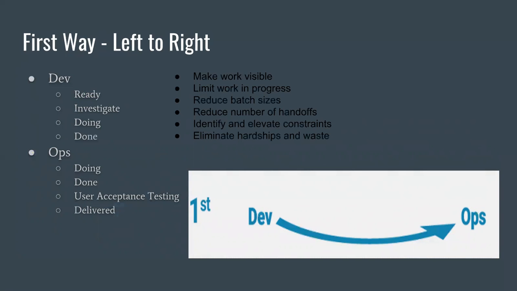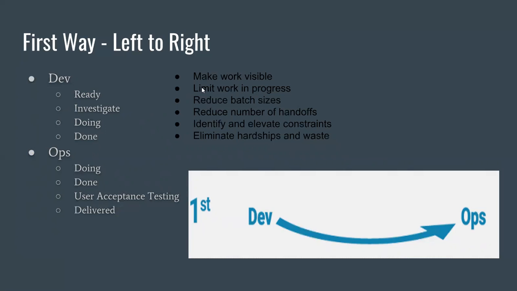At first, you're going to develop something. You're going to start out ready, you're going to investigate what needs to be done, you're going to do it, and then it's going to get done as you develop it. When you put it into operations, you're already doing it, it gets done into operation, then your end user is going to use that technology, and then it's going to be delivered to them. Now, invariably, there's going to be a problem, and so at that point, you'll then loop back into the beginning.